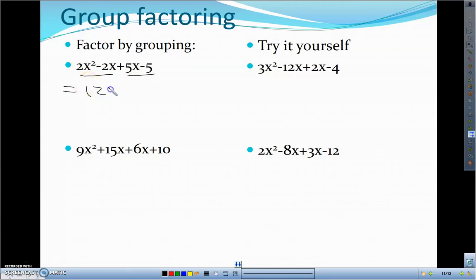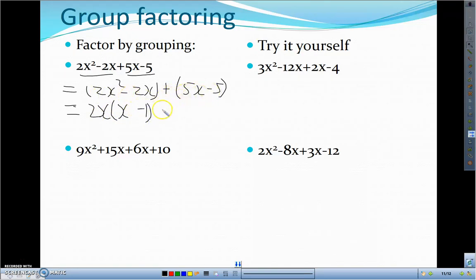So if I were to write this 2x squared minus 2x. And we've got the plus. We're going to group these 5x minus 5. And what we can do is we consider factoring out this 2x out of this expression here. 2x. This will turn into 2x divided by 2x is just x. And we've got this minus 1.